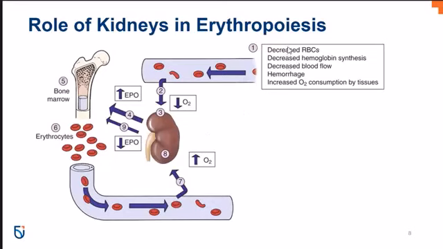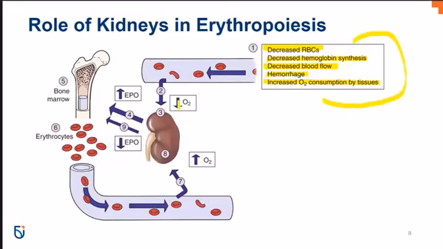Let's say there's some circumstance where there's a reduction in the amount of red blood cells in the body for some reason, or maybe there's less hemoglobin synthesis, or tissues are not getting, or the kidneys even are not getting the normal amount of blood flow. Maybe the person's bleeding. Maybe we're using more oxygen than we are able to easily replace. But in any case, in all of these events, the body does not have enough red blood cells or enough oxygen available in it, and the kidneys pick up on this.